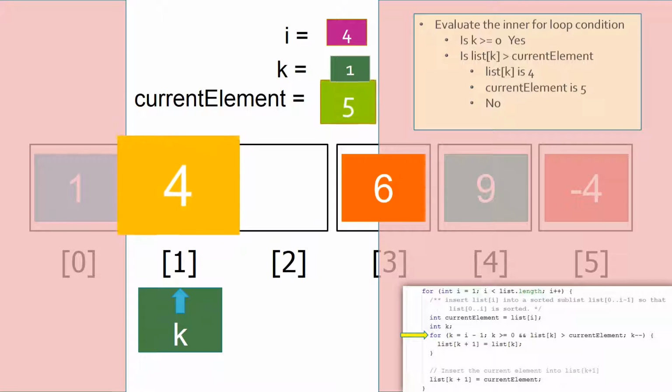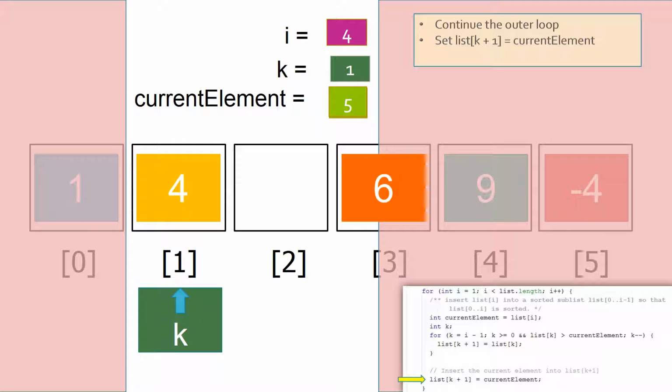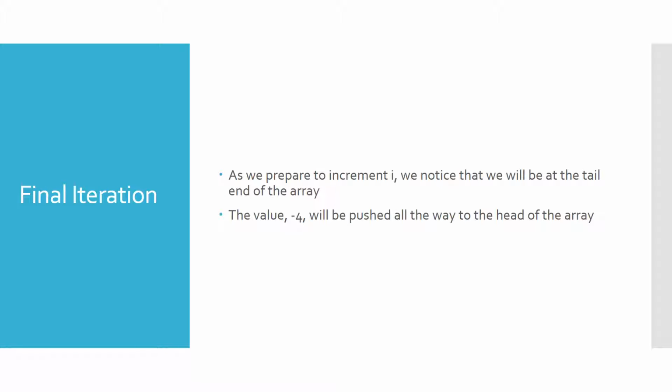Evaluate our condition. Is the data at list position k greater than our current element? No, it's not. So we'll fall through to our outer loop and update the information at list position k plus 1 with the data we had saved as our current element. As we prepare to increment I, notice that we'll be at the tail end of the array. The value -4 will be pushed all the way to the head of the beginning of the array.